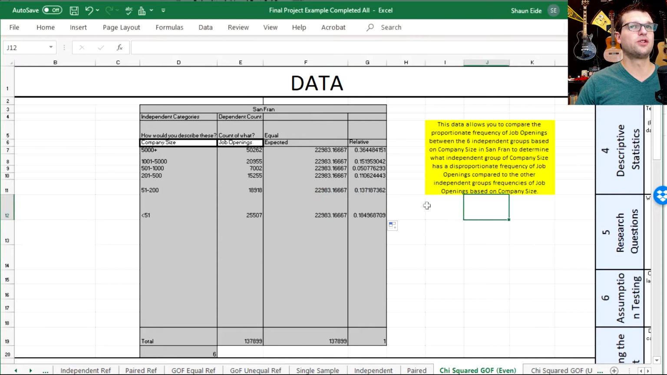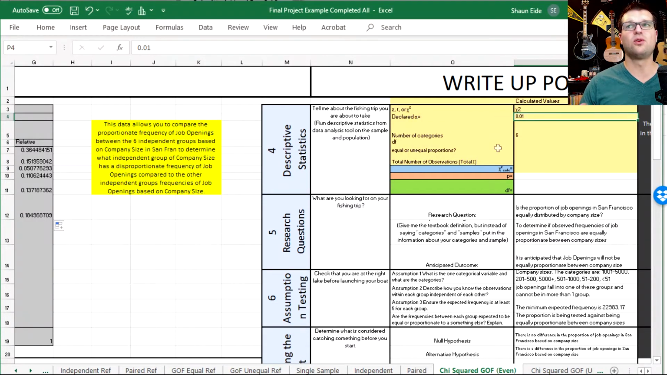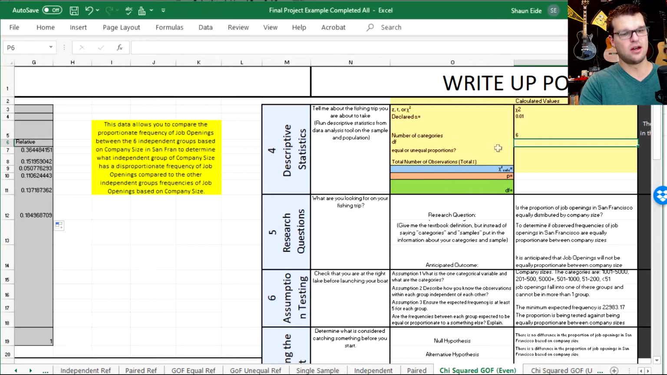So now that we did all those calculations, let's come back over here. We're going to do the total number of categories. We have 6 categories. The declared alpha: I want to be 99% confident that my answer is correct, or I only want a 1% chance of saying that there is a difference when there's really not a difference. And then chi-squared is the test that we're running. Next, degrees of freedom. Degrees of freedom very specifically is the number of categories minus 1, so it's 6 minus 1, which is 5. And then next, is it equal or unequal? That's going to be equal.